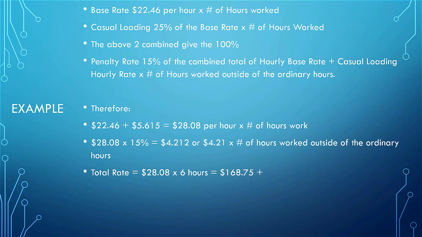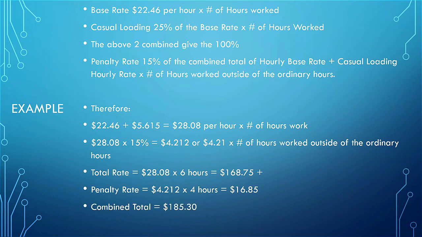So a total rate of $28.08 by 6 hours is $168.75. That's for your base rate and casual loading, plus your penalty rate at $4.212 by 4 hours equals $16.85. That would give you a combined total of $185.30. That makes it a little bit clearer for you on how it's actually worked out, how to work out the penalty rate.